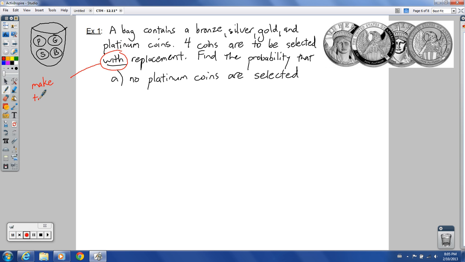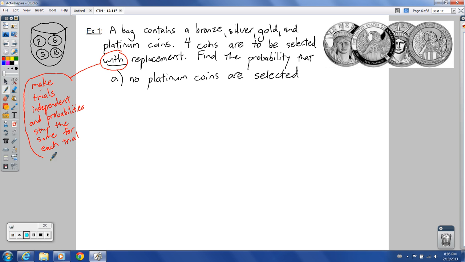So this makes the trials independent and the probabilities stay the same for each trial.